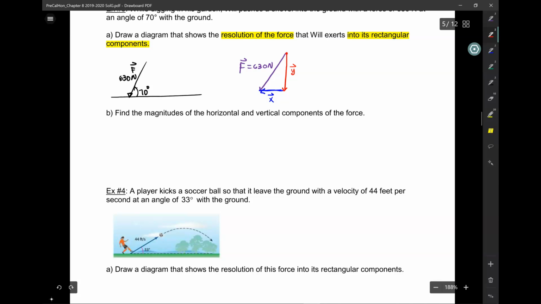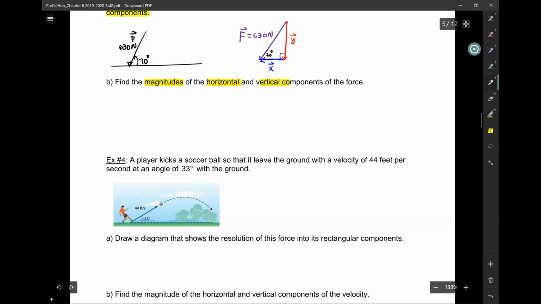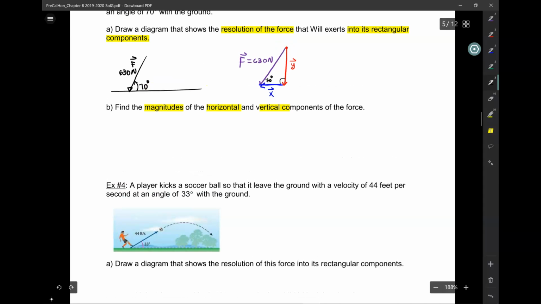Okay, now find the magnitudes of the horizontal and vertical components. Magnitude is just size, length. So if this is a right triangle, and if the hypotenuse is 630, surely I can find, what's it called? Sine or cosine, because what else do I know? I know that this angle is 70 degrees. Okay? Yup. So let's do the x component first.